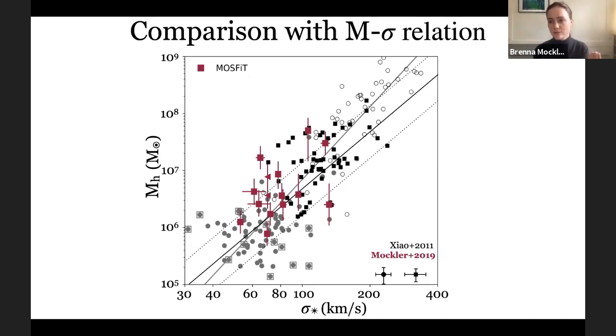And so most M-sigma relations actually don't go low enough to compare well with TDEs. This is one of the few that does, and it utilizes AGN. And you can see it seems to be quite consistent, although there is still a lot of uncertainty in the M-sigma relation at these masses.